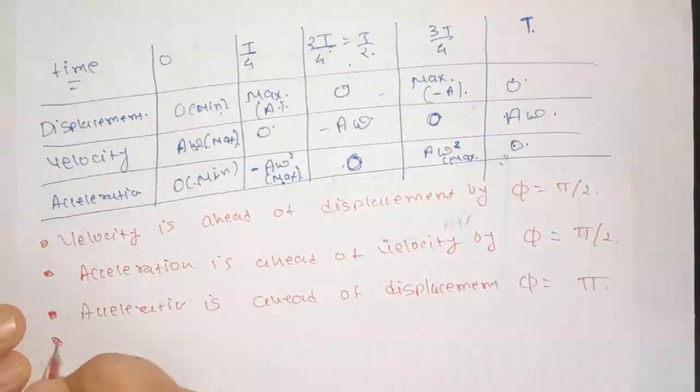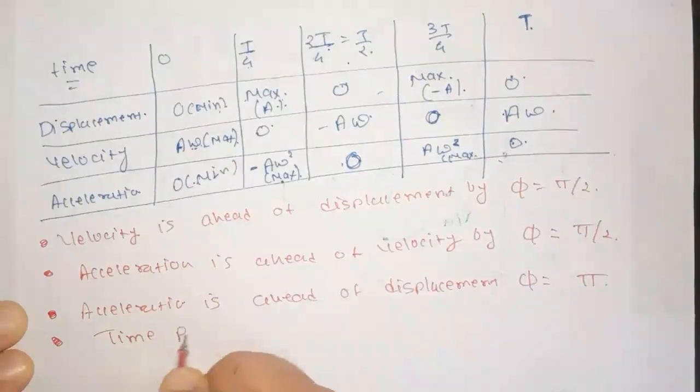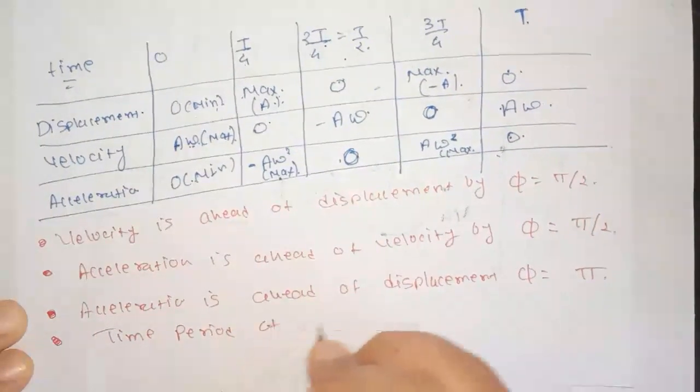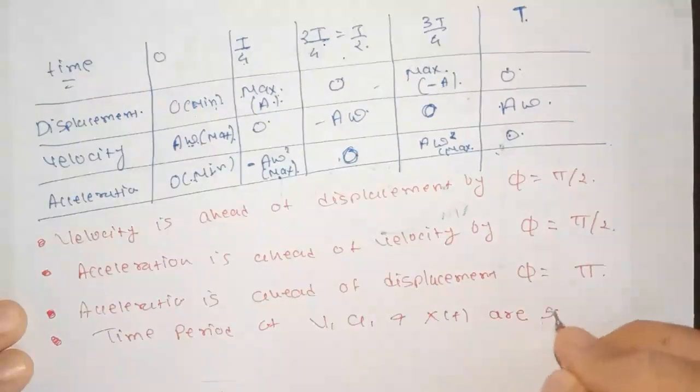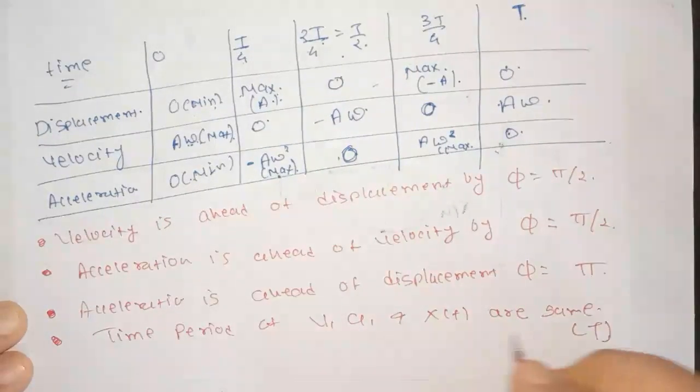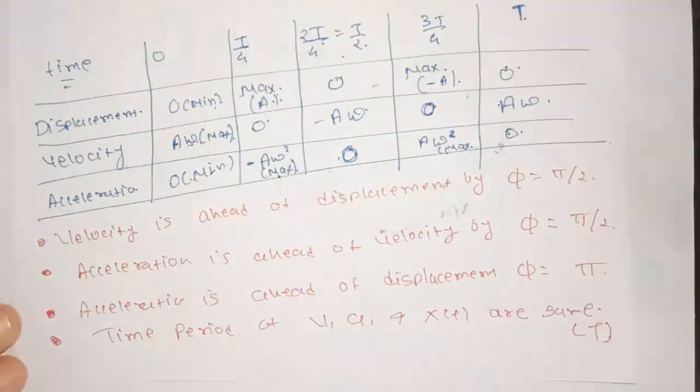The time period of velocity, acceleration and displacement are same, capital T. So these are some important points regarding velocity and acceleration. Now, till now we have seen the acceleration and velocity as a function of time. Now let's see how we can represent them as a function of position.